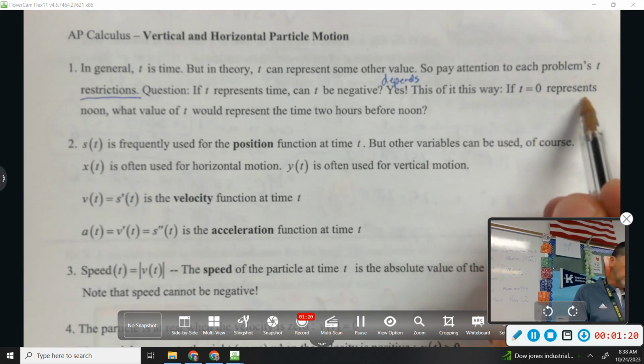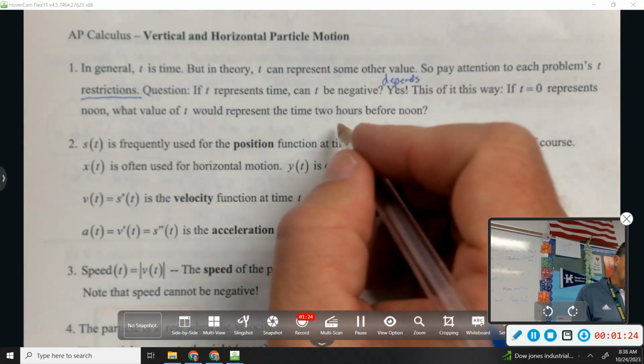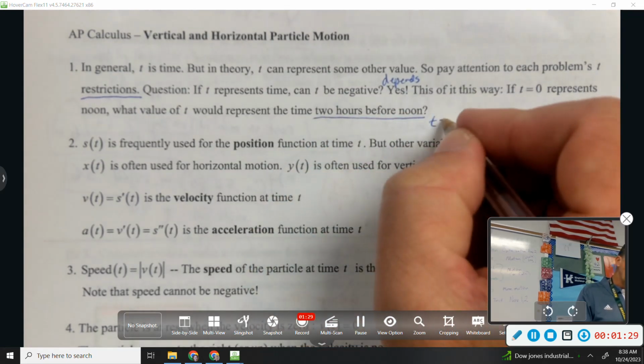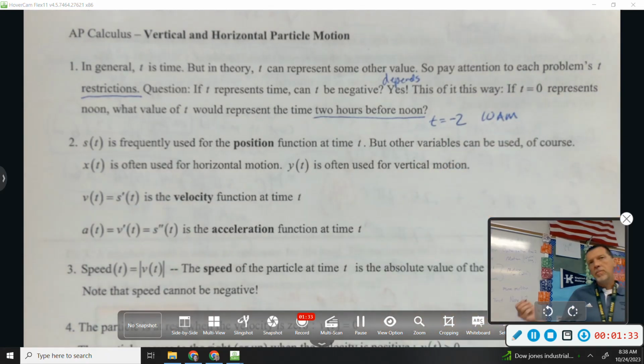If t equals 0 represents noon, what value of t would represent 2 hours before noon? Well, t equals negative 2 would be 10 a.m. And maybe that would be fine to figure out what happened at 10 a.m. So sometimes you throw out the negative t's, sometimes not. Depends on the problem. Read carefully.